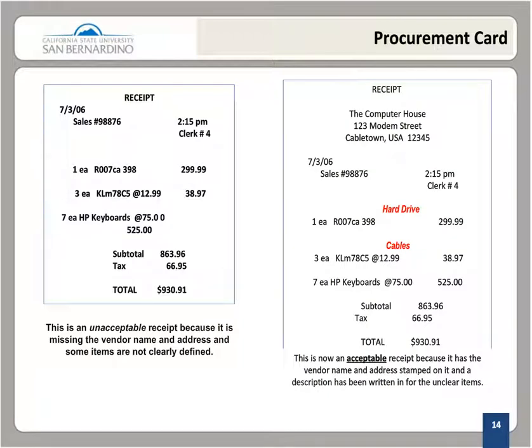Notice the invoice on the left-hand side. It is an unacceptable receipt because it's missing the vendor name, the address, and some of the items are not clearly defined. Let's look at the receipt on the right side. This is an acceptable receipt. It has the vendor name and the address is stamped on it. There's a description which has been written on it for the unclear items. If for some reason you do not have clarity of what was purchased, you can add a description to help clarify what this item is.